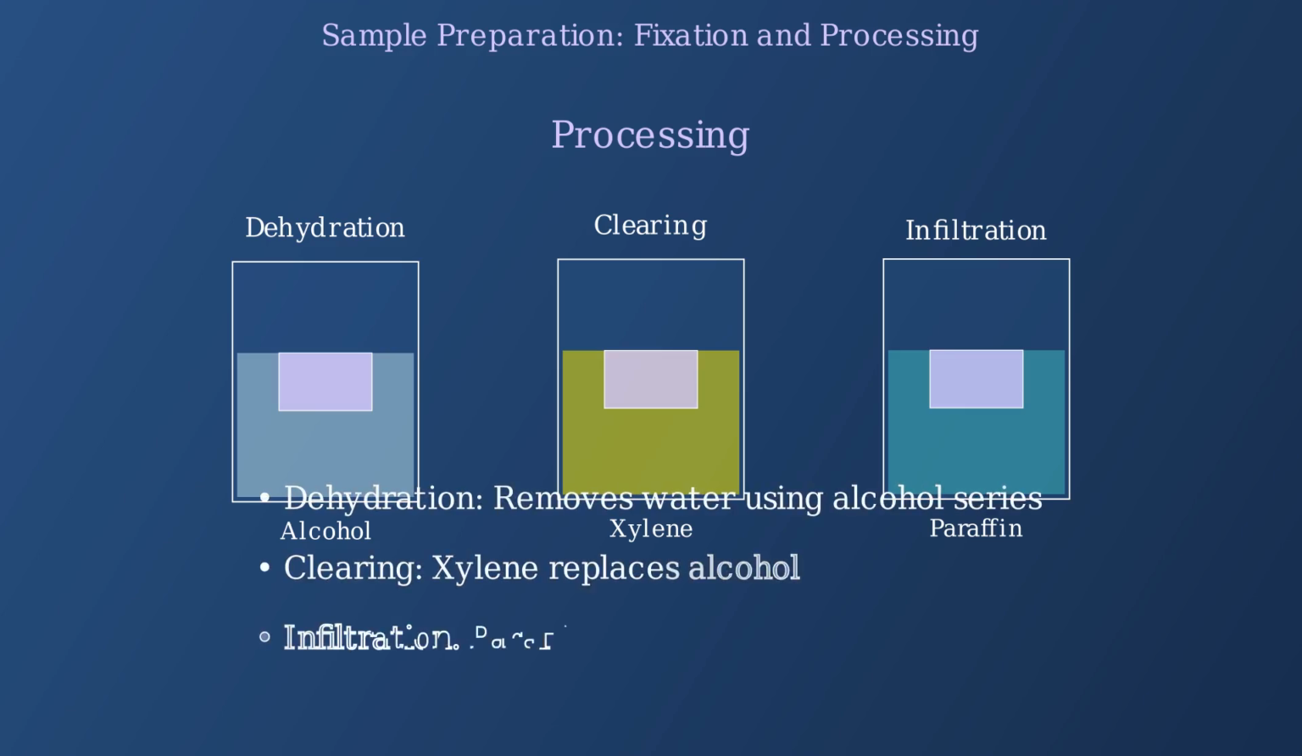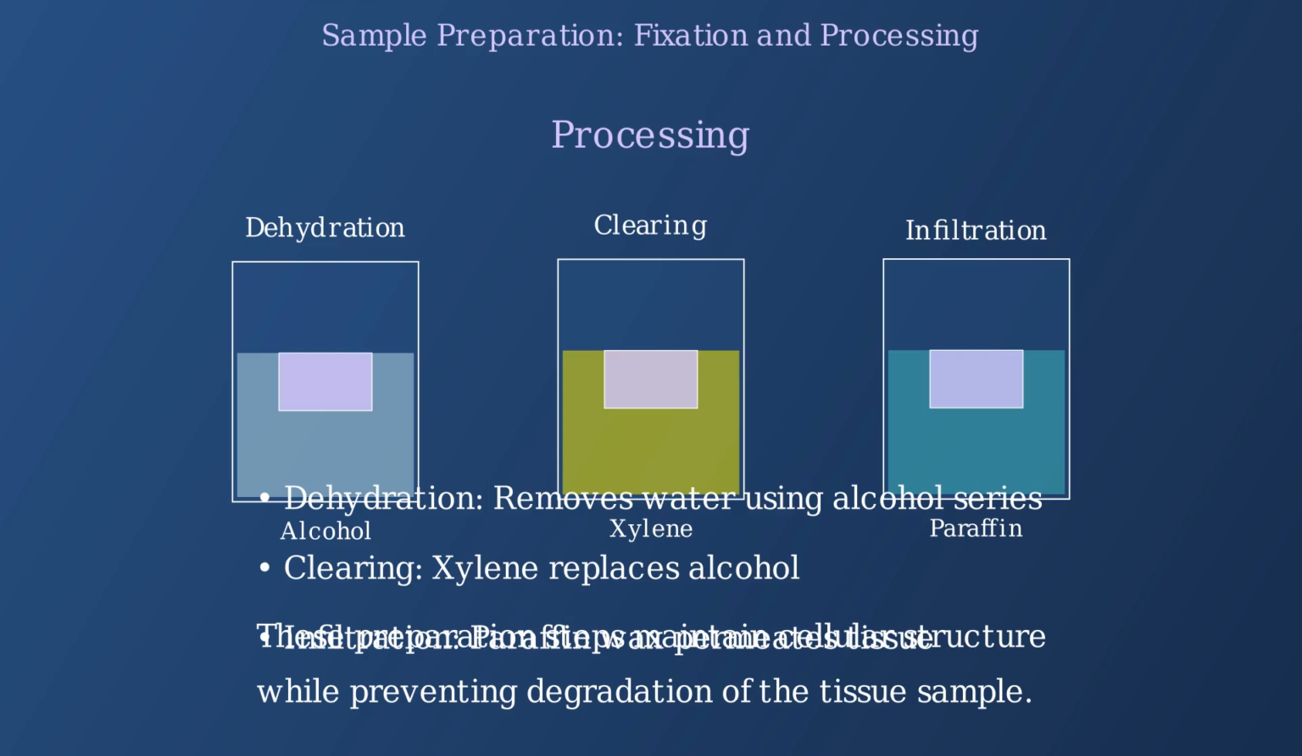Processing involves three main steps. First, dehydration removes water using a series of increasing alcohol concentrations. Next, clearing with xylene replaces the alcohol. Finally, infiltration allows paraffin wax to permeate the tissue. Each of these preparation steps is essential to maintain the cellular structure while preventing degradation of the tissue sample.